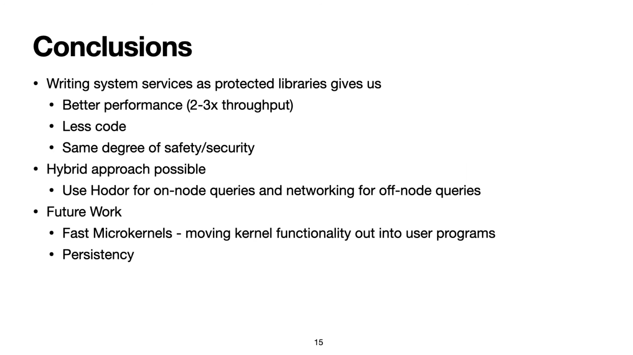In conclusion, writing services as protected libraries gives us much higher throughput, reduces the size of the codebase, and doesn't compromise at all on safety or security. Memcached, of course, is a distributed service, and so this aspect was removed for our product because accesses are now only made over shared memory. However, a hybrid model where off-node queries are made over socket and on-node queries are made via Hodor is entirely possible. Future work includes applying these transformations to kernel functions and creating a persistent Memcached.